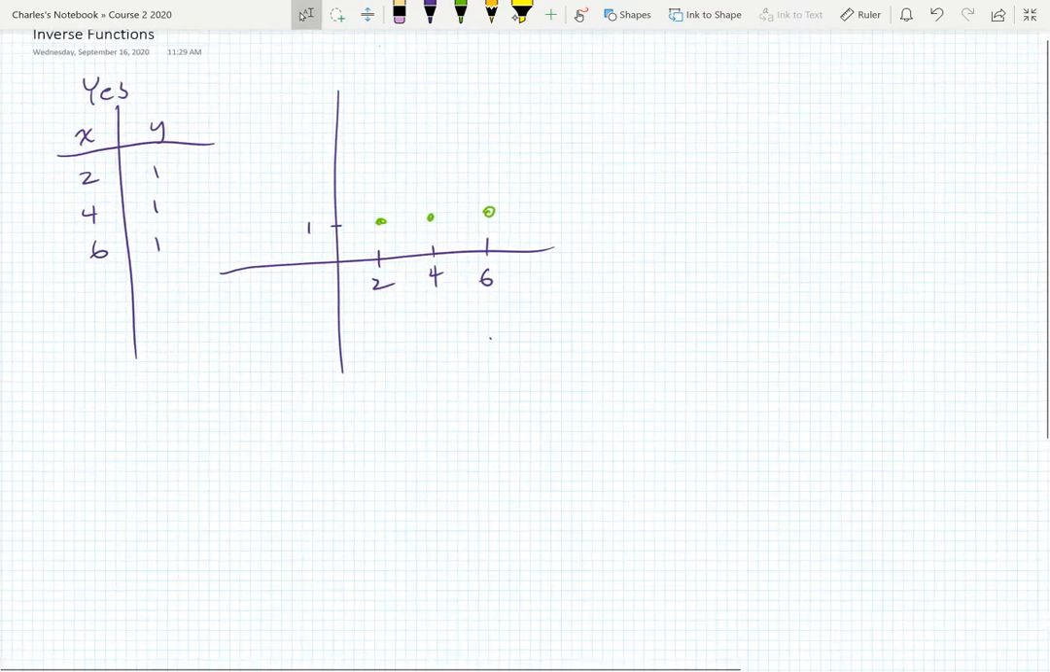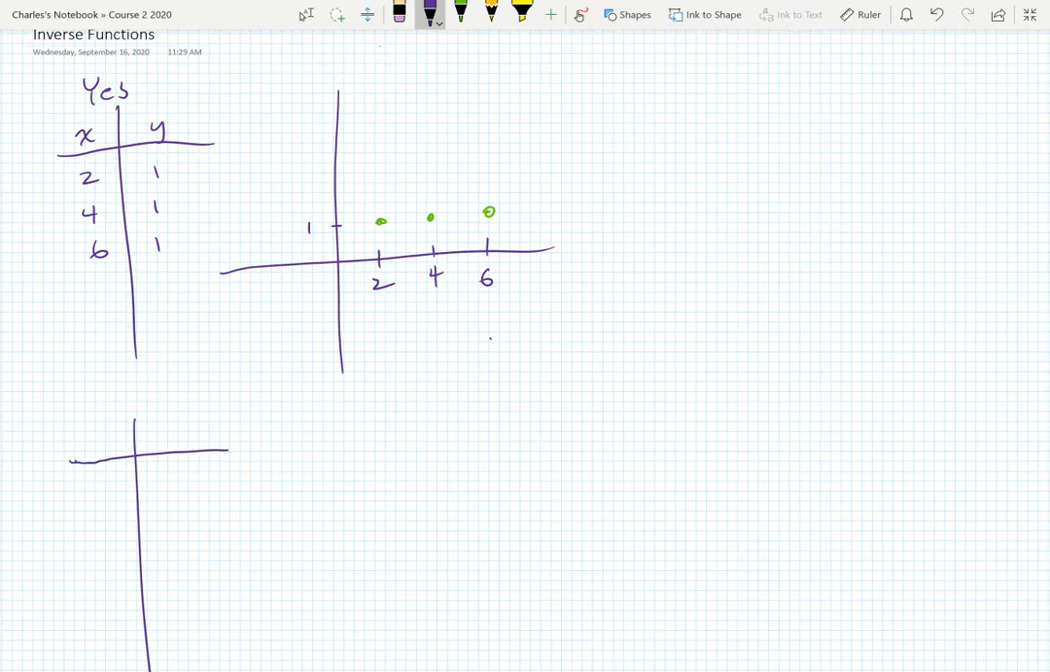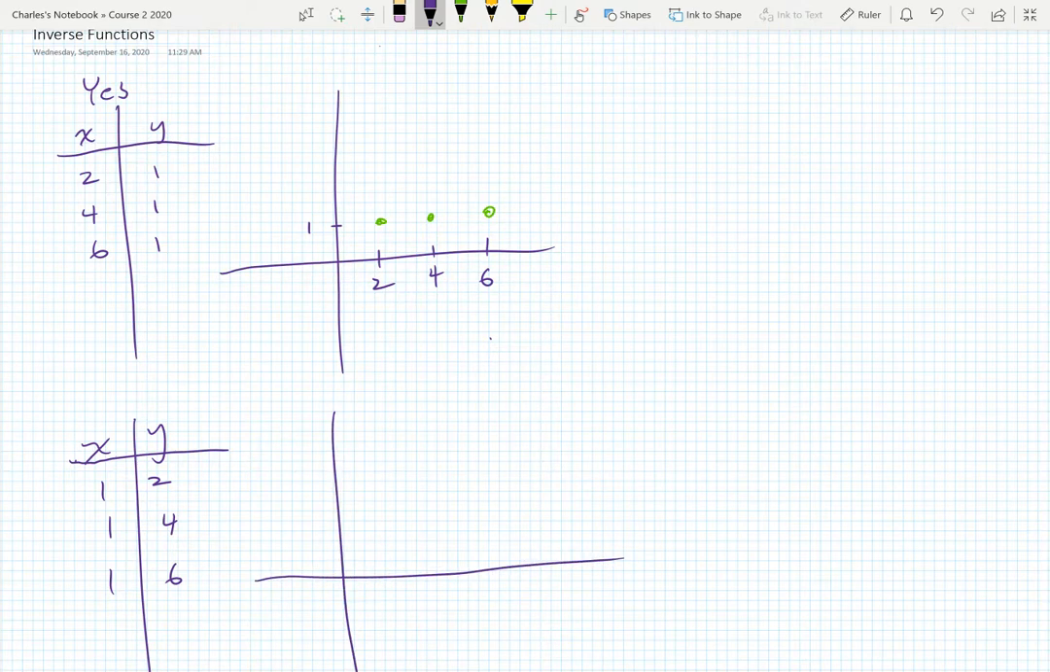Now think of what the inverse function of this would look like. I'm going to use one of my favorite words in the English language to say, and it means to place two things side by side, and the word is juxtapose. I'm going to juxtapose the x and the y columns, and now I have 1, 2, 1, 4, and 1, 6. And when I graph these, I have 1 on the x-axis, and 2, 4, and 6 on the y-axis.